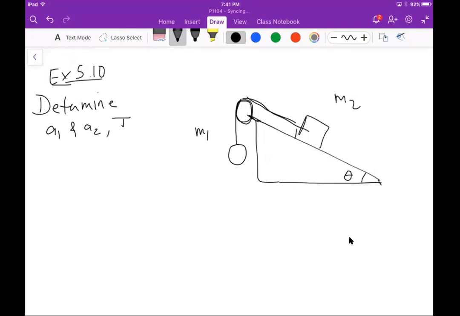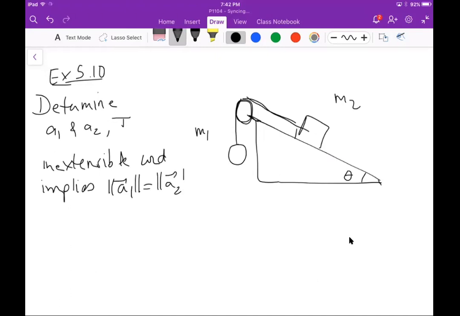So first of all, just like before, the cord is inextensible. So the two objects will move the same displacement if one of them is moving, and therefore both objects will have the same acceleration in magnitude. So the extensible cord implies that the magnitude of A1 is equal to the magnitude of A2, equal to A.